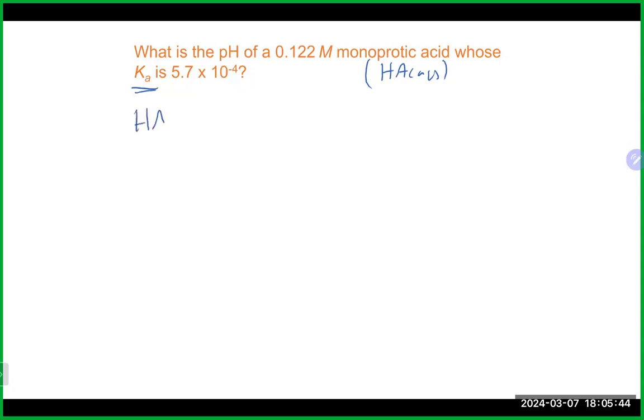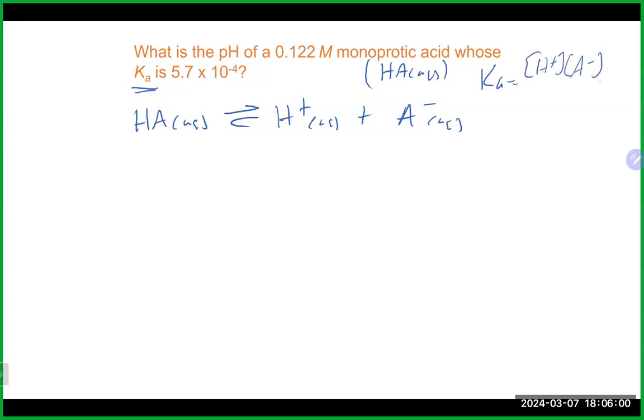So we're going to set up our acid dissociating here. It will break apart into H plus and A minus. It will give us a Ka expression of the concentration of H plus times the concentration of A minus divided by HA. And that obviously would equal our Ka value of 5.7 times 10 to the minus 4.